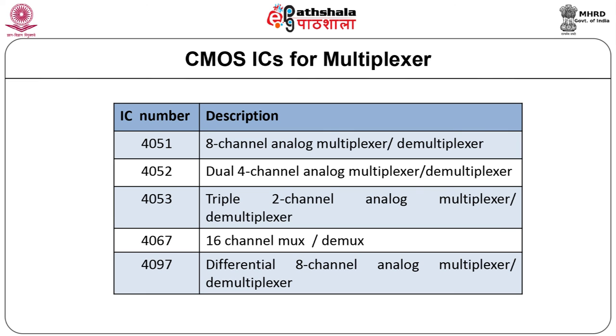In addition to TTL multiplexers, we have CMOS multiplexer ICs, which are more popular amongst digital system designers because of low power consumption and flexibility. Let us discuss these multiplexer ICs. These multiplexer ICs are in the 40XX family. Let us consider the IC 4051. It is an 8-channel analog as well as digital multiplexer or demultiplexer. The same IC can be used as a multiplexer as well as a demultiplexer.